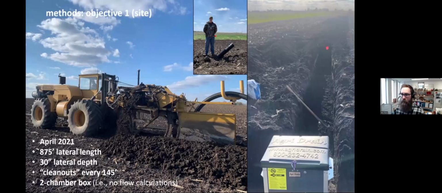And this is a 2-chamber box. I said before we're not calculating flow and thus load. For the budget for this project, we were only able to get a 2-chamber box. So we're looking at essentially concentration reductions for this project.